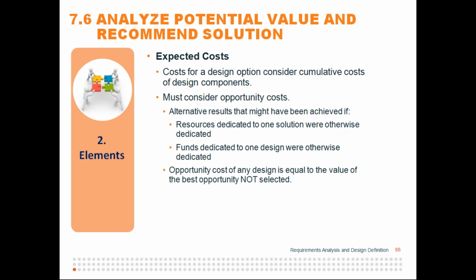Expected cost. Cost for a design option: consider the cumulative cost of design components. So I guess what they mean by that is, if you're putting something together in design in these different pieces, you have to make sure they fit together, and it's not just that the sum is greater than the whole of its parts. Opportunity cost, of course, is something to consider. If I choose option A, then I'm not choosing option B. What am I giving up?